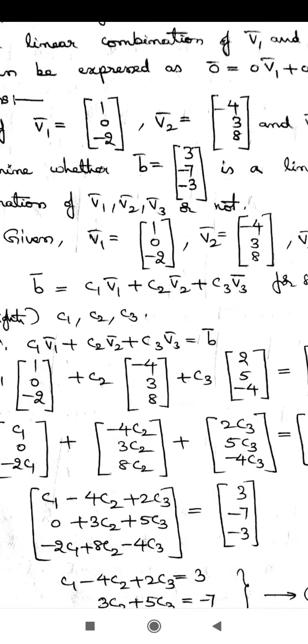For that we want to take a linear combination and see whether such scalars exist, taking some real number values. So I have taken b bar as the linear combination of v1, v2, v3: b bar is equal to c1 v1 bar plus c2 v2 bar plus c3 v3 bar.